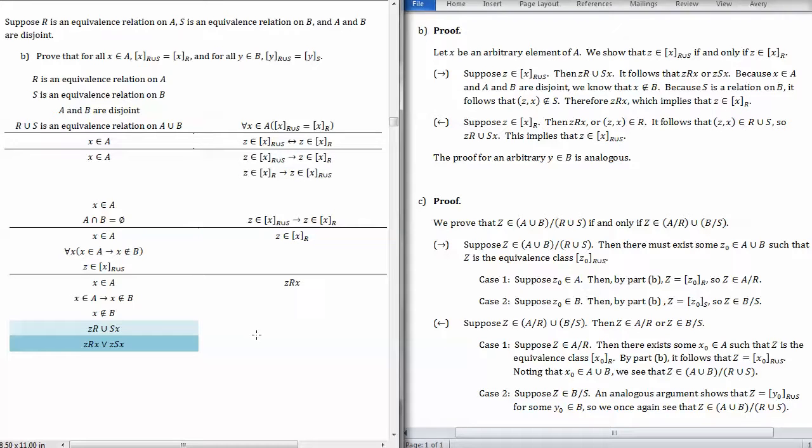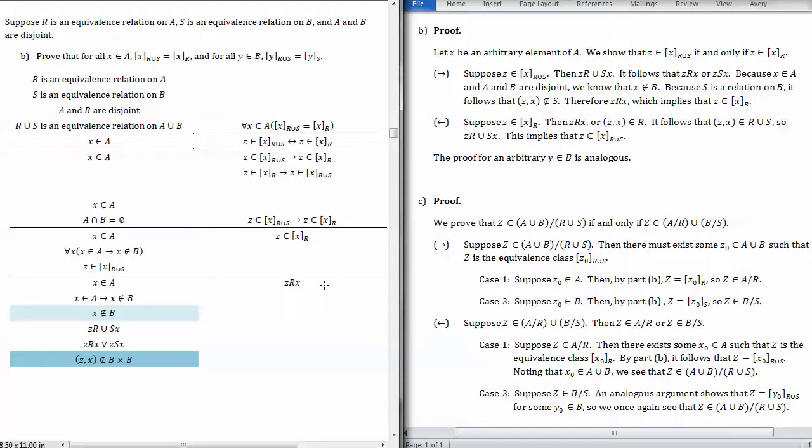Now, I would love to rule out the possibility that zx is in S, because that would leave me with my goal, right? So why can't that happen? Well, remember when I was drawing the picture, the issue was that x can't be in B, because it's in A, right? And these are disjoint sets. And in particular, then zx is not in B times B.